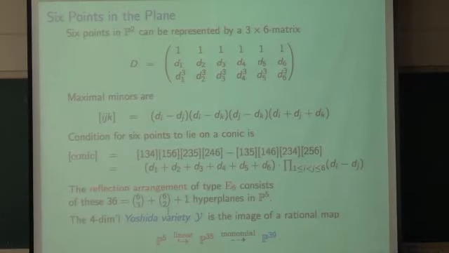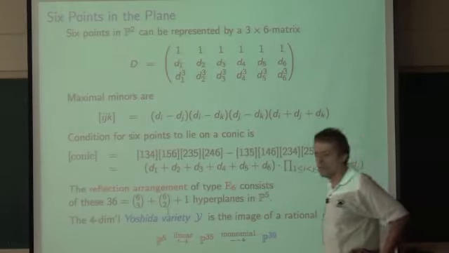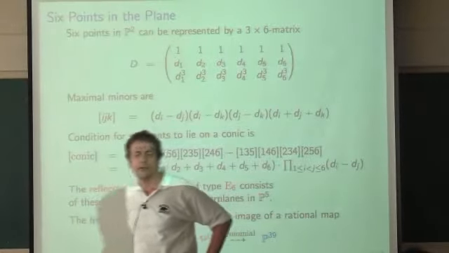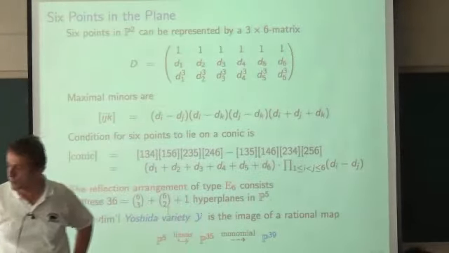Now, up to a projective transformation, I claim you can always do this. Any 6 points in the plane can be written as these points, in fact non-uniquely. You can always put your 6 points on a nodal cubic. I'm sorry, on a cuspidal cubic.